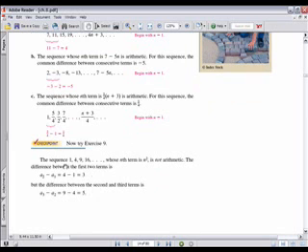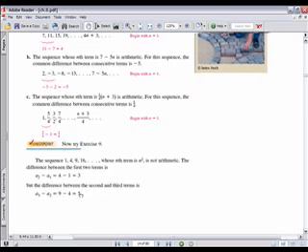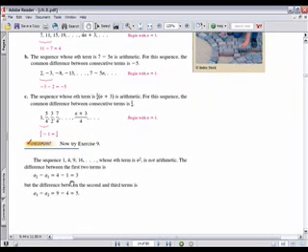This particular sequence is not arithmetic. 4 minus 1 is equal to 3, and 9 minus 4 is equal to 5. These are not the same. It's not a common difference. So clearly it's not arithmetic.